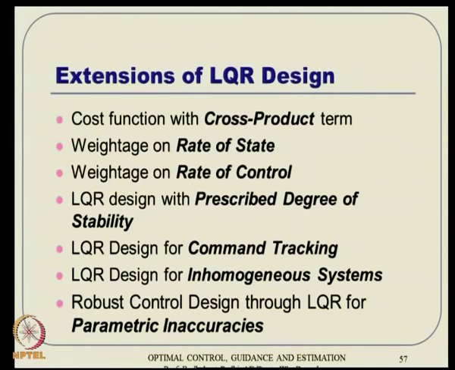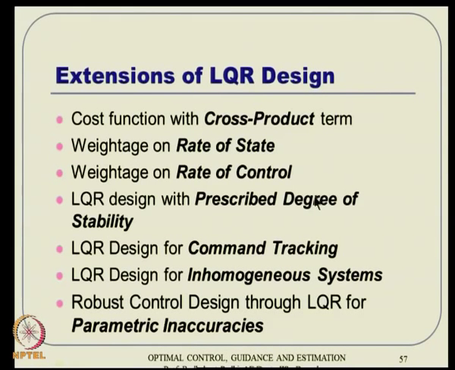Then we extended this LQR design to several concepts and ideas. First we did some cross product term, and then told how to reformulate the problem so that cross product terms can also be solved. Then we also went to this rate of state constraint, or weightage on rate of state formulation, and essentially that leads to this cross product term formulation again. So, it was possible to solve. We also saw weightage on rate of control, if it is there what to do, it essentially led to this PI sort of control. And then we had this LQR design with prescribed degree of stability also. And then LQR design for command tracking.